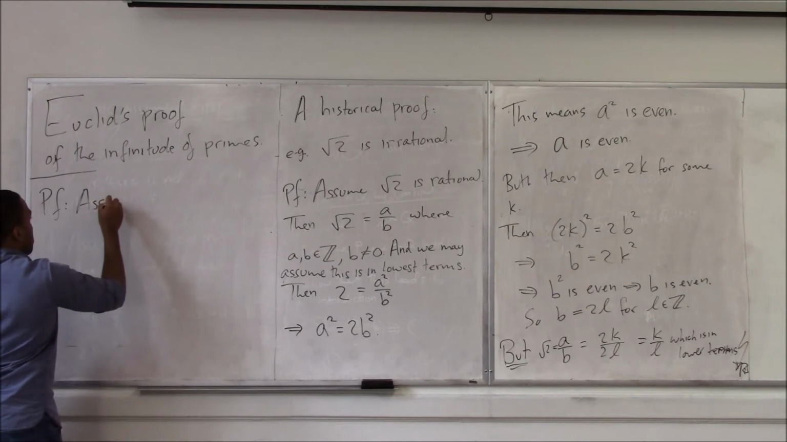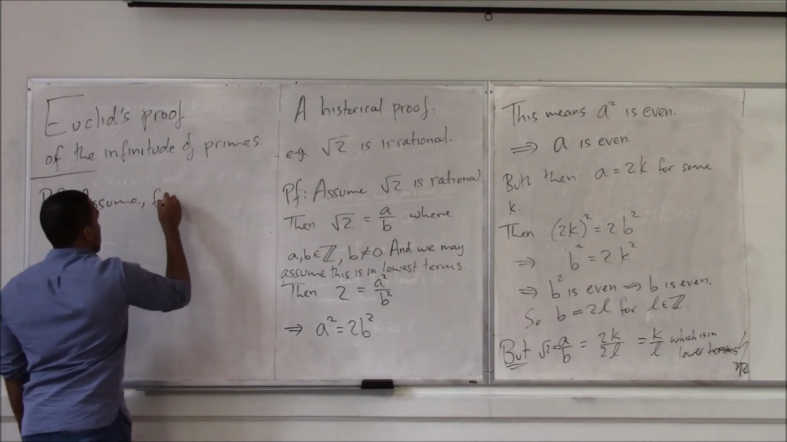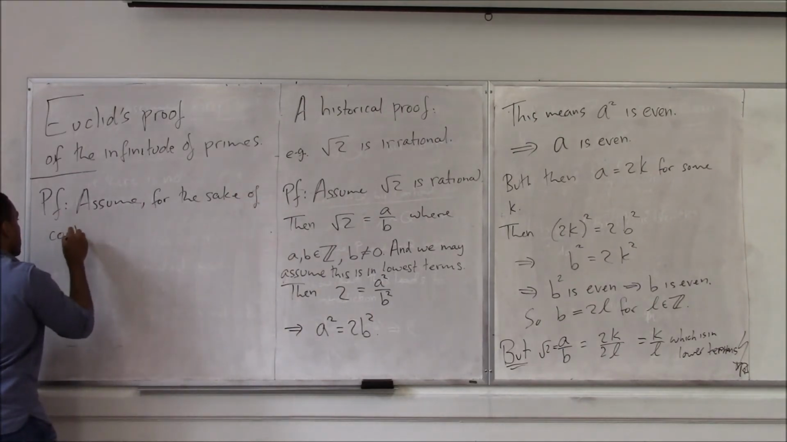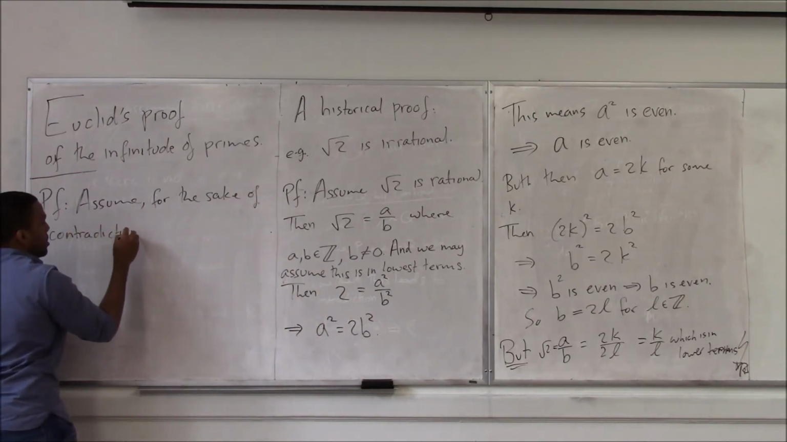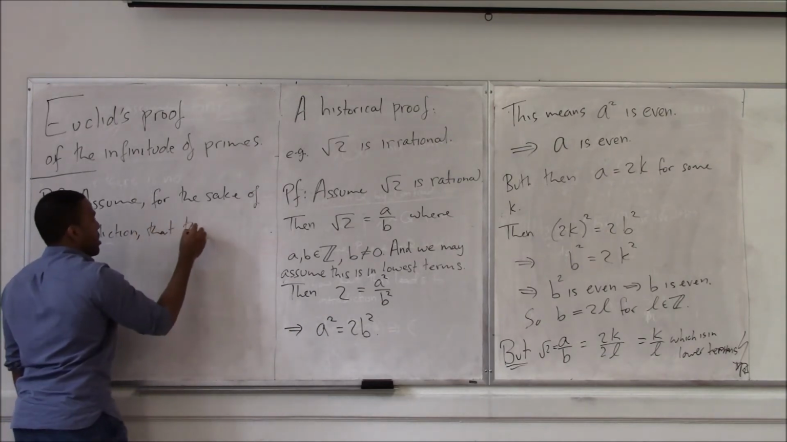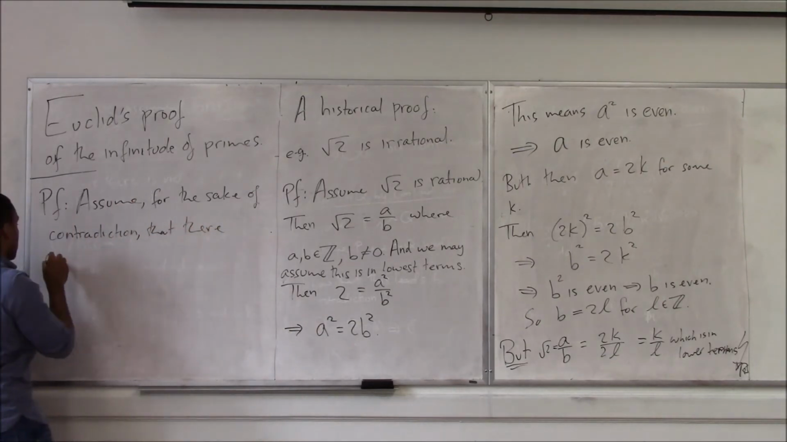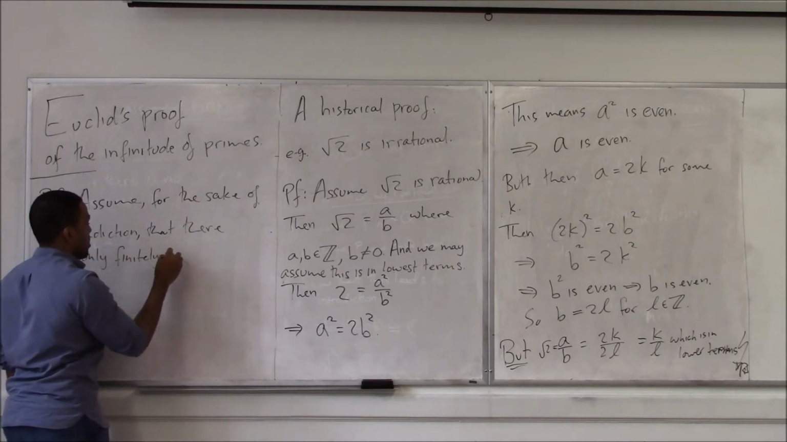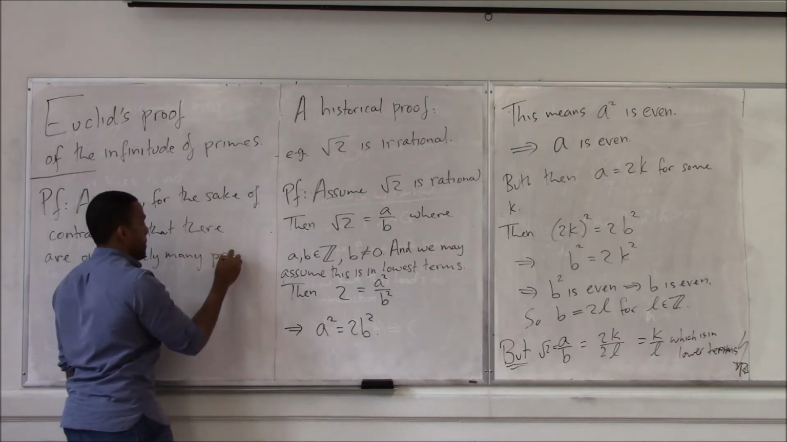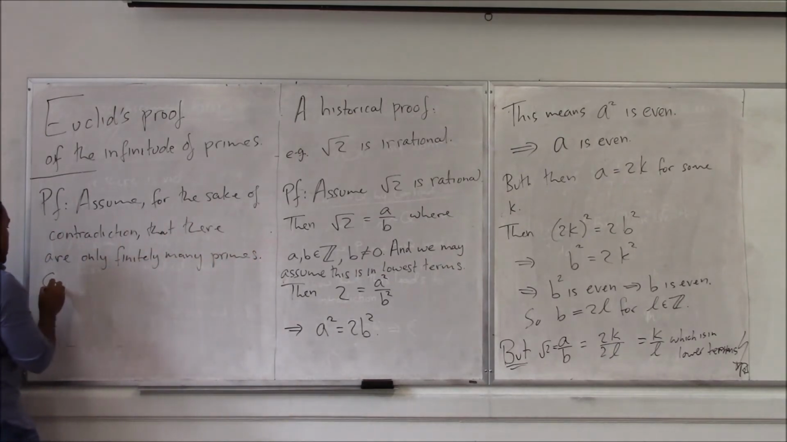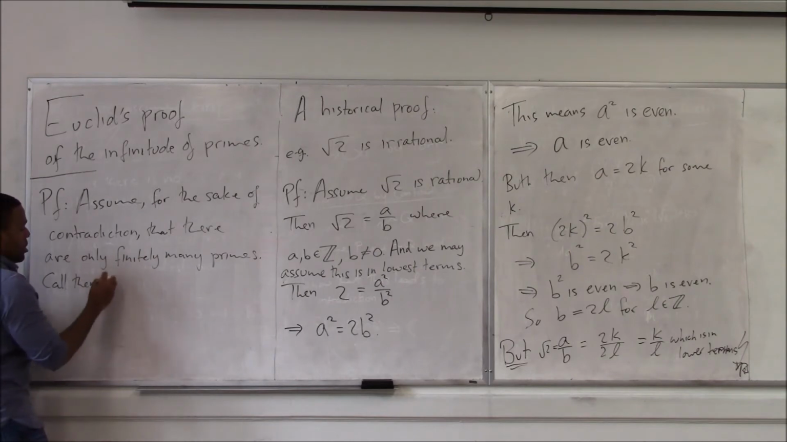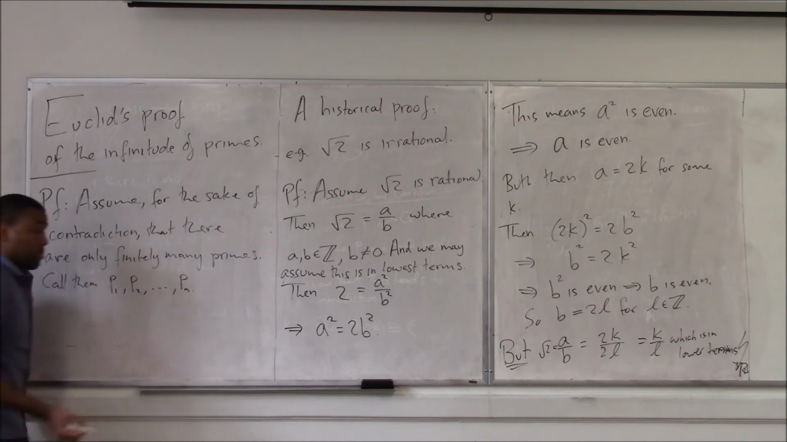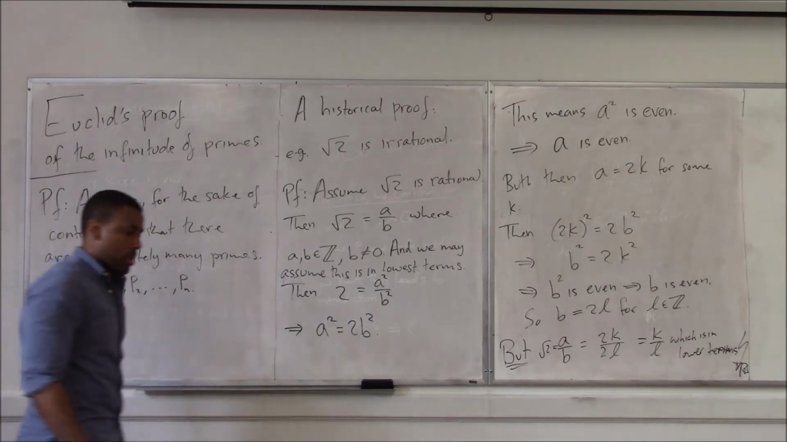Assume, for the sake of contradiction, that there are only finitely many primes. Let's label them. Call them P1, P2, up to Pn. There are n of them, so there's only a finite number of primes.